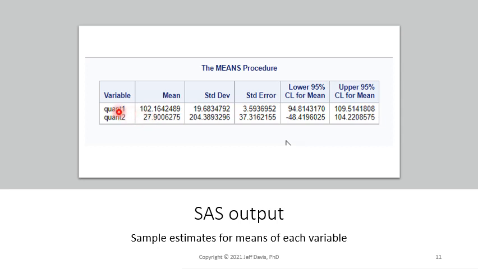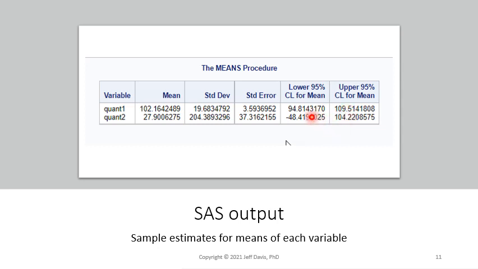The standard deviation was very similar. We have 102.16 and then 19.68 for the standard deviation. We have a standard error that's nice and small relative to the mean, far smaller than the mean. That in turn gives us a pretty good interval. The lower confidence limit is 94.81. The upper confidence limit is 109.51.